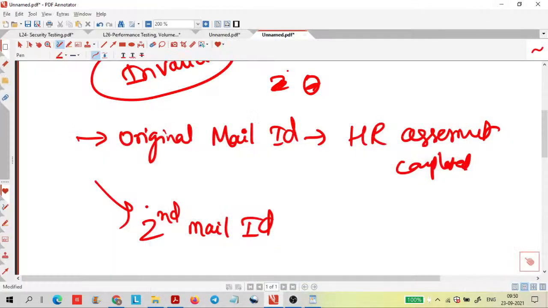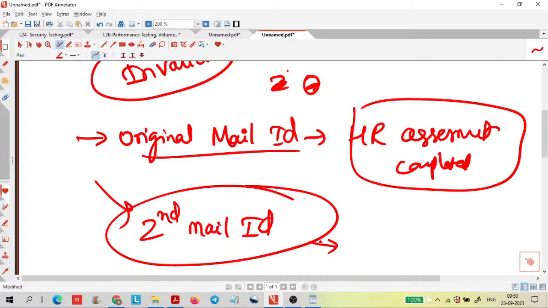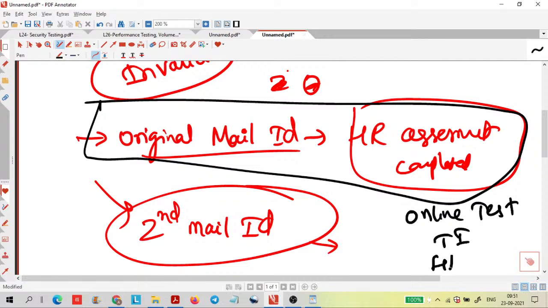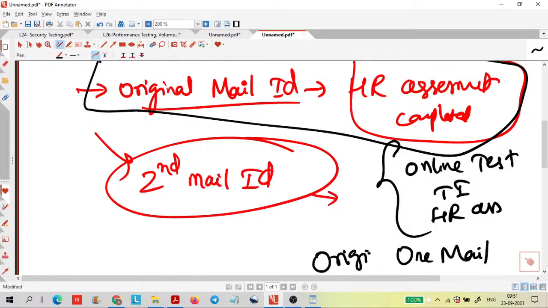Okay, so the thing is that with the original mail ID, it is showing your HR assessment is completed, and the different mail ID you attempted with. What you do: with one mail ID, it is showing clearly that your online test is completed, your technical interview is completed, and your HR assessment is also completed. So it is clear that with the original mail ID, you are done with the process.